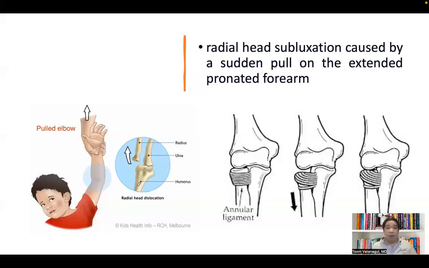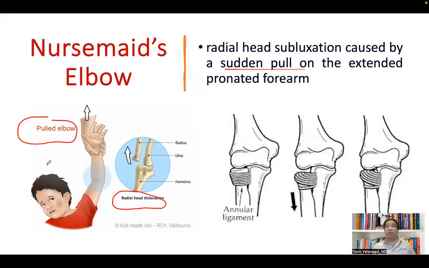Now, what do we call this condition wherein the radial head is subluxated? There's subluxation or dislocation of the radial head, and this is because of a sudden pull on the extended pronated forearm. This is what we call a pulled elbow. This is known as a nursemaid's elbow.